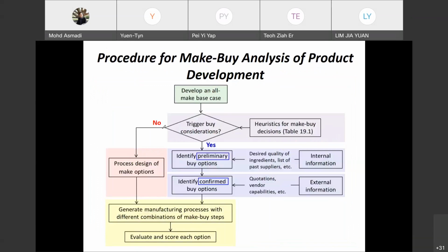For a B2C product, there are many ingredients and also components that we can purchase. So we do the internal information here. If yes, trigger buy considerations, so we do the preliminary buy action. We can see the ingredient list of the supplier, right? This is a buy decision, and then we confirm buy options.